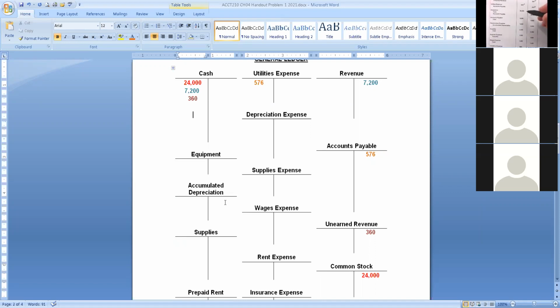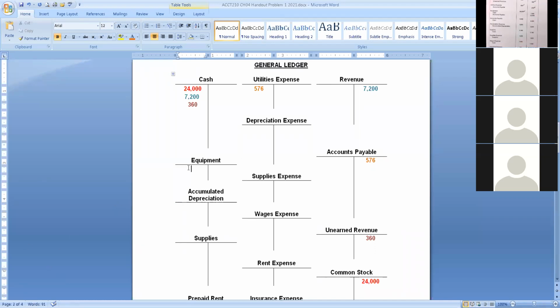Okay, so we're actually posting the accounts from the journal entries. And again, the journal entries, they're quick. That's why we did them that way. When you get used to using them, they're quick. It's hard at first, but. Okay, equipment has 30,000 in the debit. Okay. I'll leave that black.